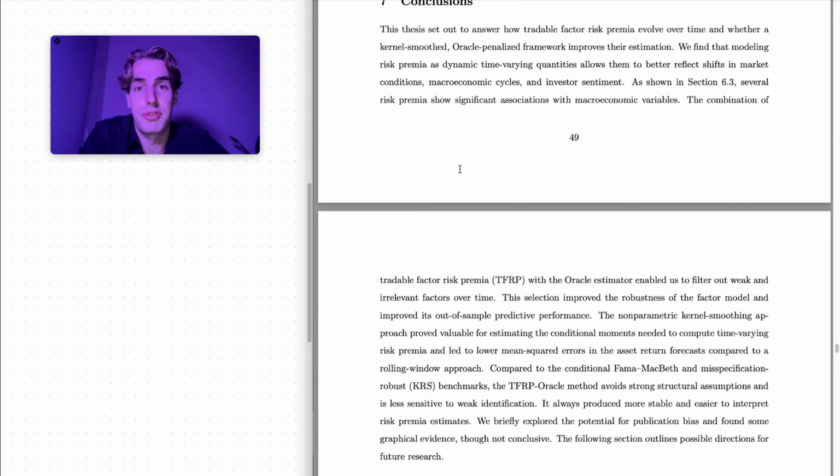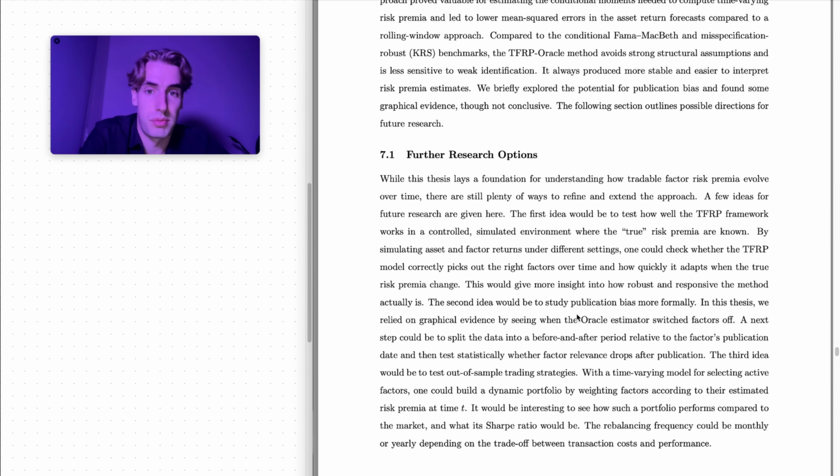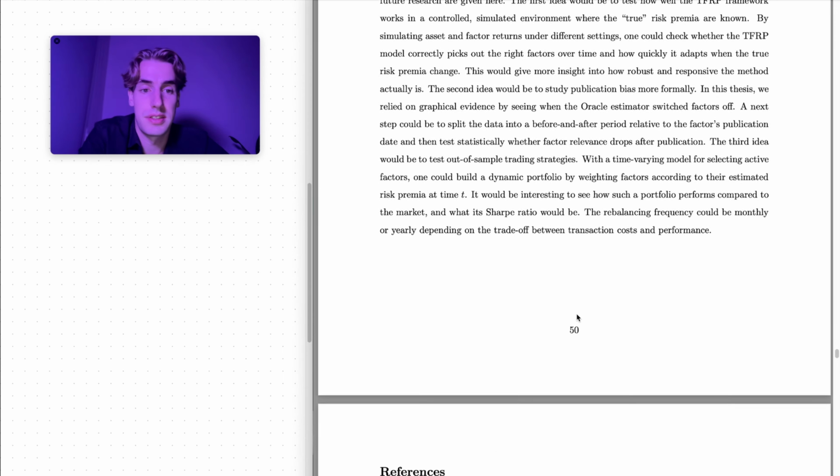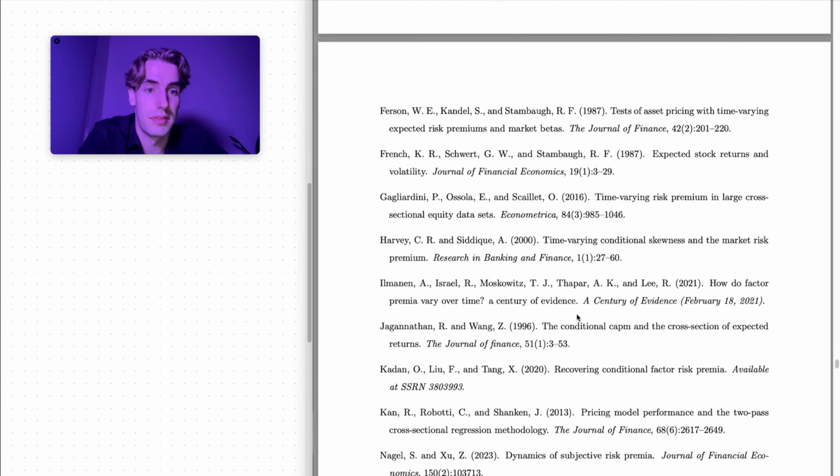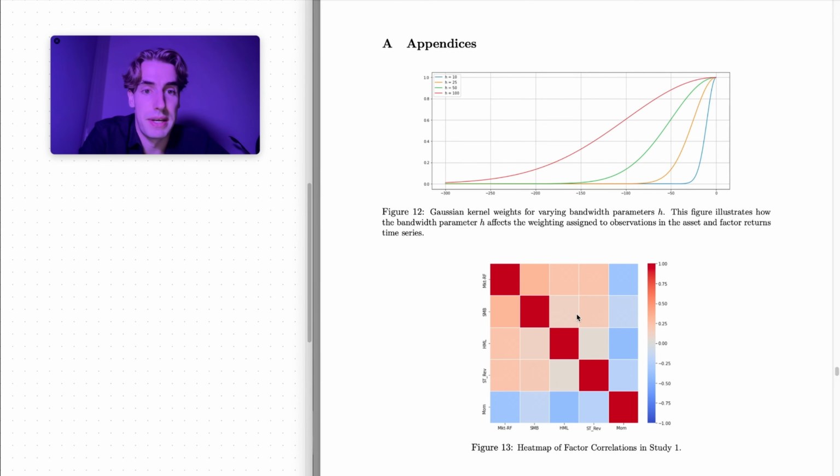graphs about time-varying risk premia, which an investor, of course, can use to determine which factors are actually the factors that I should be looking at right now, which could be most profitable. Well, here are some future research options I mentioned, which could be done for future research, and appendices. This is what I wanted to show for the Gaussian kernel. This is what the Gaussian kernel does.